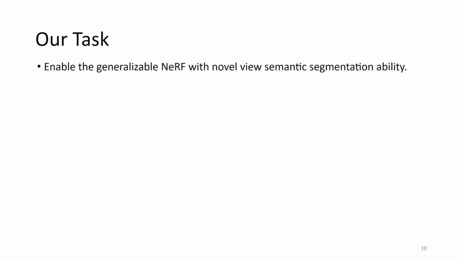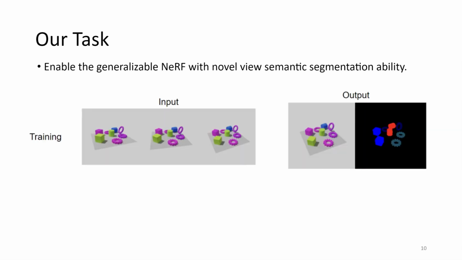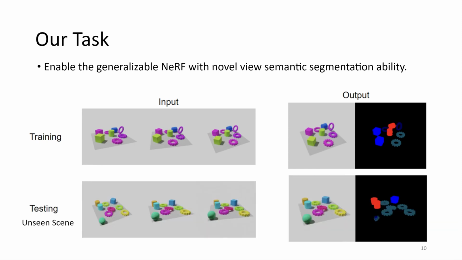Our approach integrates the generalizable NeRF with semantic segmentation capability. Similar to generalizable NeRF, after training on multiple scenes, our method can directly render a novel view image and semantic segmentation map of an unseen scene, given multi-view images of the scene as input.